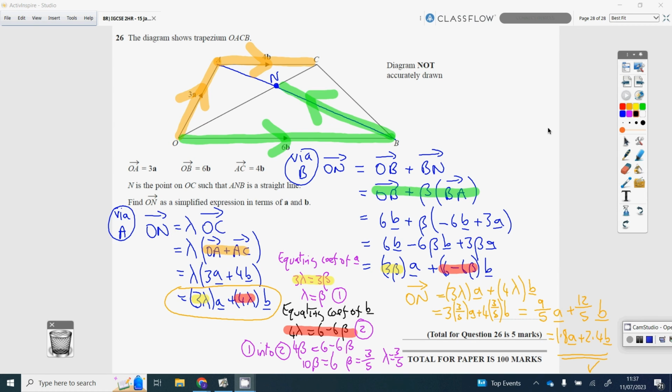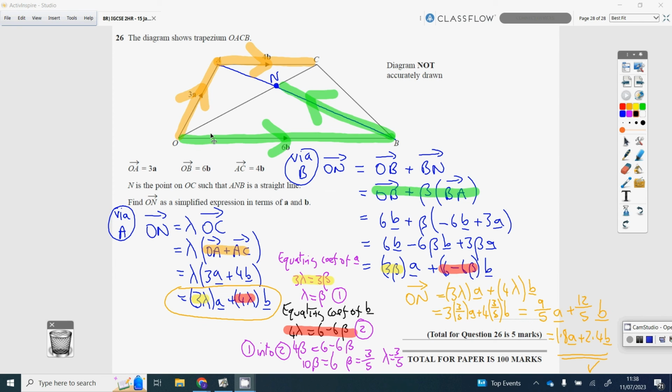Question 26. Now, these vector questions like this are really difficult, okay? In short, what we're going to try and do, we've got to write the vector from O to N in terms of A and B. So in order to do that, we're going to have to go from O to N two different ways using all the information given in the question, so incorporating the 3A, the 4B, and the 6B.